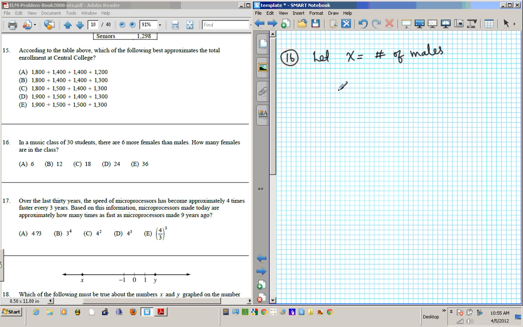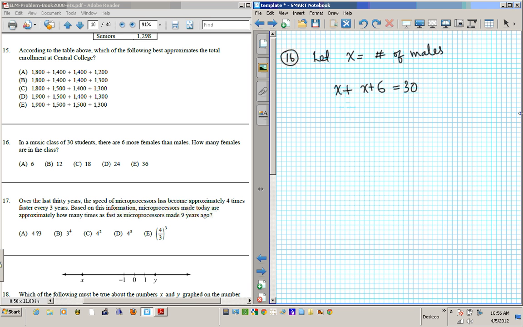So basically, the total number, which is 30, is going to be the number of males, which is just x, plus the number of females. Females are 6 more, right? It's just x plus 6. Just add 6 to the number of males, equals 30. And we solve this equation, that will give us the number of males. Okay, remember this right here. This is the number of males, and this right here is the number of females. Alright, now let's solve it.